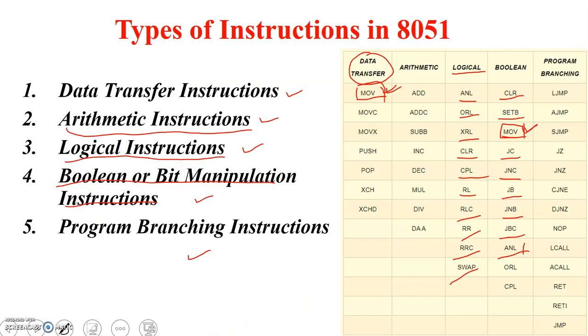Then we have the program branching instructions. The program branching instructions include the LJMP, long jump. Then AJMP, absolute jump is there, jump if 0, jump if not 0. Then NOP, no operation, LCALL, long call, ACALL, absolute call. So these are some of the instructions in program branching.